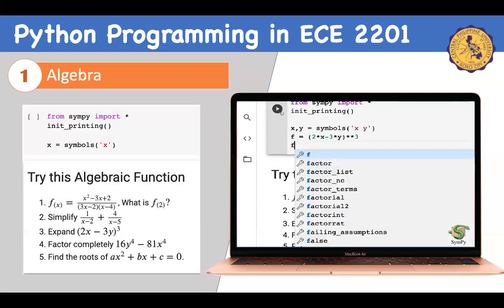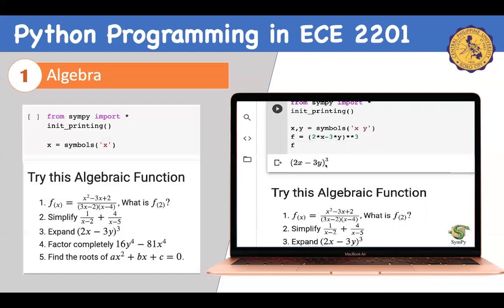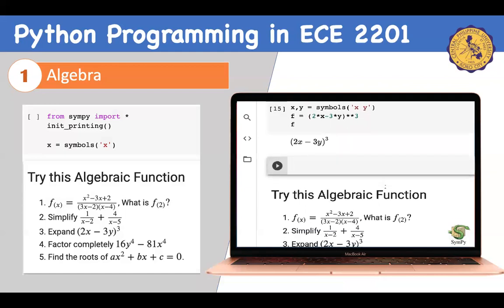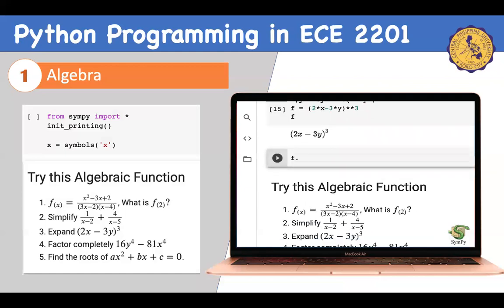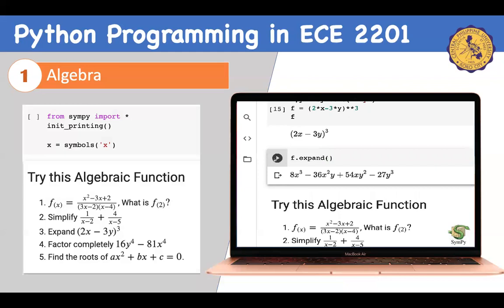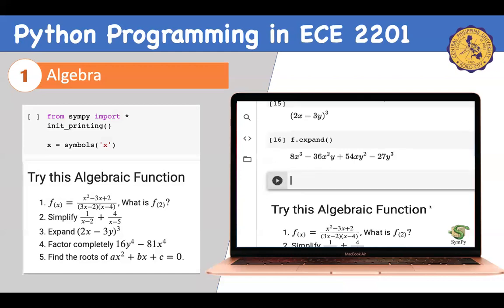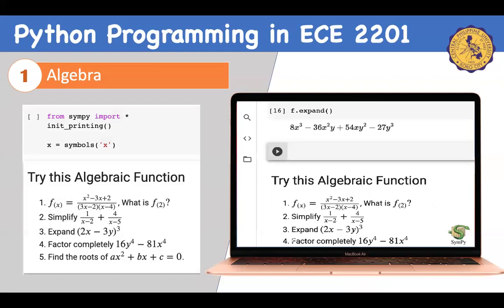Now, if I display this binomial, this is (2x minus 3y) cubed. Now we are going to expand it by typing f.expand. So f.expand will expand the binomial. Not only binomials, if you are going to multiply 2 polynomial terms, you use expand so that it will expand the polynomial.